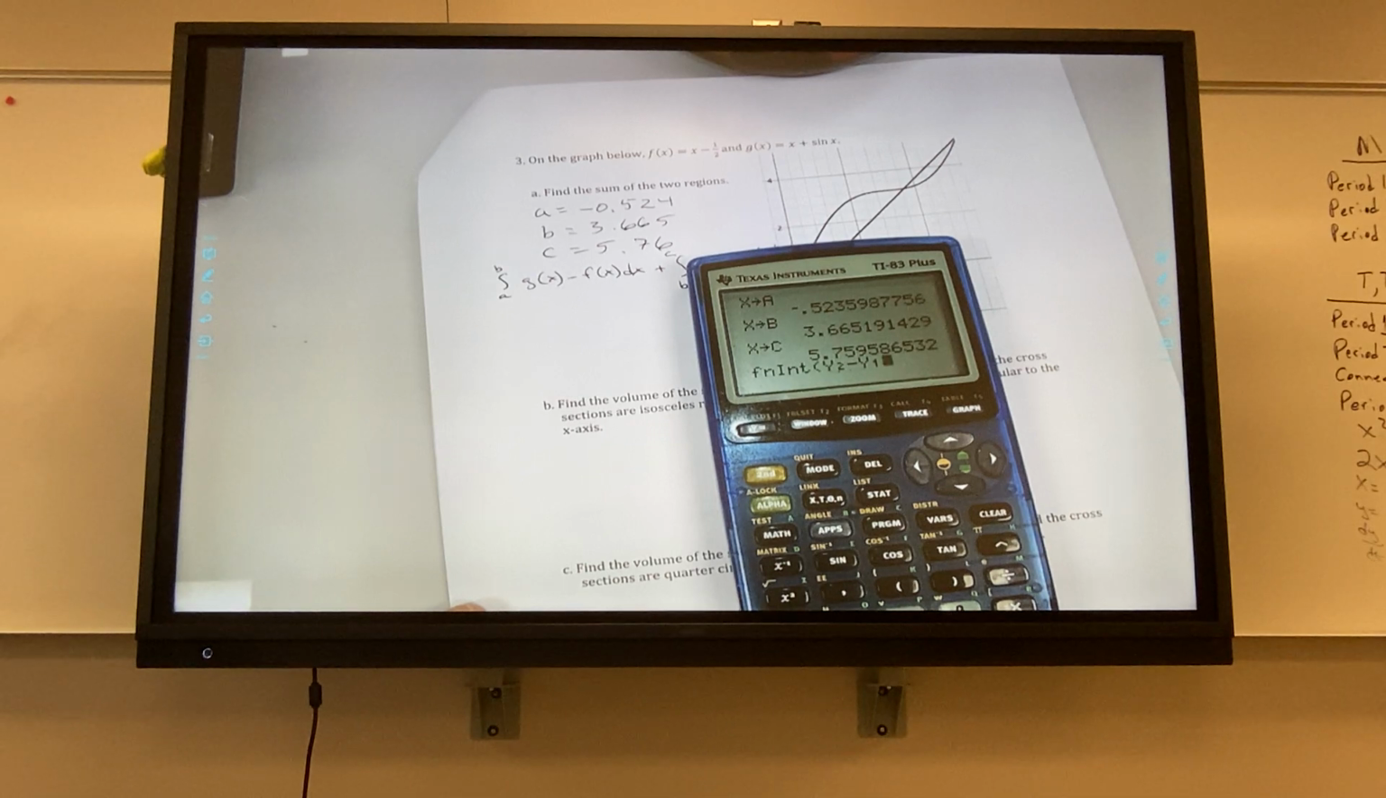Choose y1. And then you gotta put a comma, then you gotta put an x, because you're telling it to integrate with respect to x. And then you gotta put a comma, and then I gotta go alpha A, comma, alpha B. Parentheses.